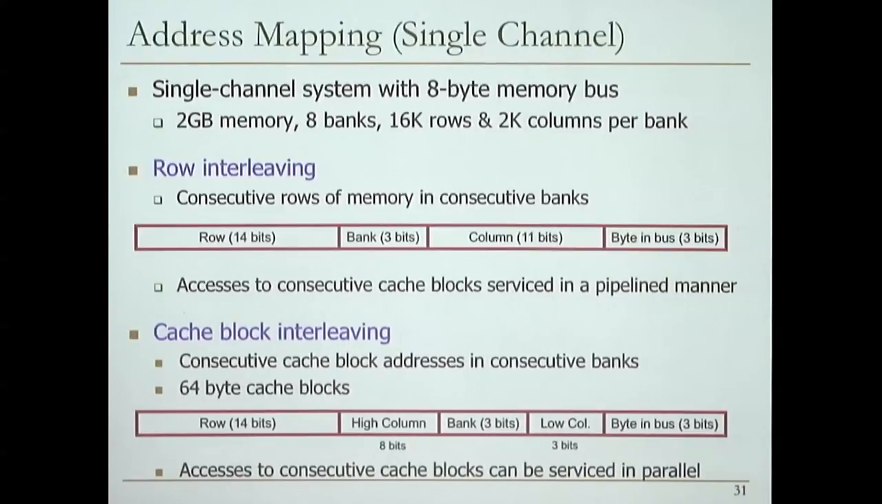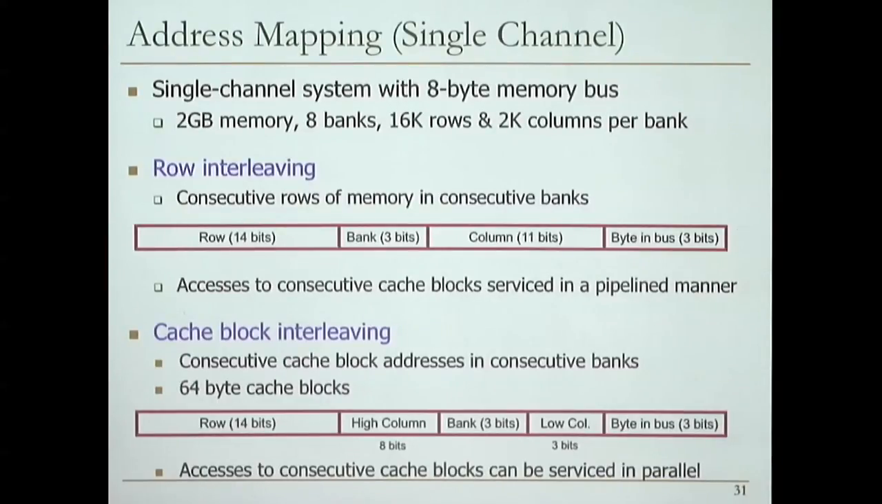OK. Does that make sense? But this, of course, determines your bank conflict patterns. Right? Now you have 2 kilobytes over here. Now you have 64 bytes. Or your row buffer hit rate also is affected by this, right? Because what data is in your row is determined by this interleaving.